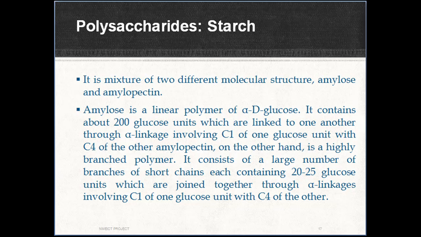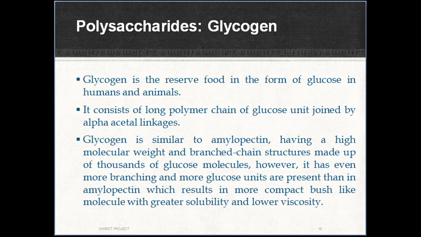Glycogen is the reserve food in the form of glucose in humans and animals. It is to animals what starch is to plants. It is synthesized and stored in the liver and muscles. About two-thirds of total body glycogen is stored in the muscles and one-third is stored in the liver.